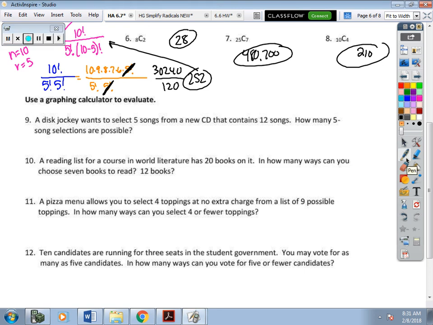So a disc jockey wants to select 5 songs from a new CD that contains 12 songs. How many 5-song selections are possible? So again, the order for this one would not matter because he's not rating them as like the top song and then second song. Whatever 5 songs he picks are going to get played. They don't get anything special. So the order does not matter, so this would be 12 C 5. And then we will punch that into our calculator, and we should get 792 ways.